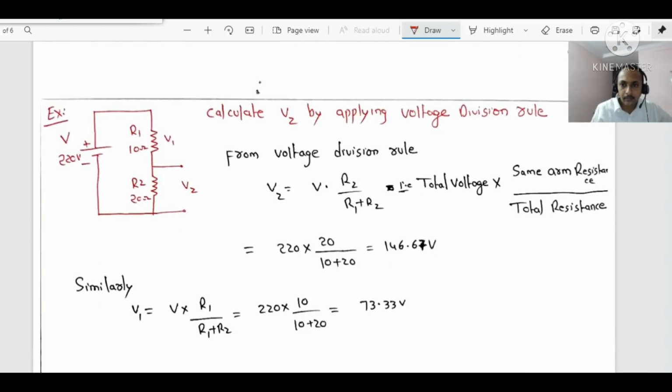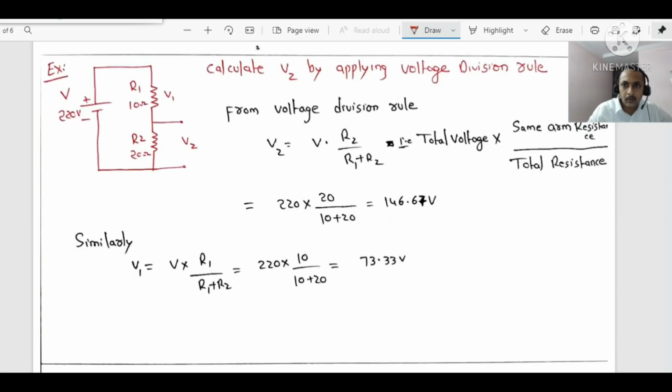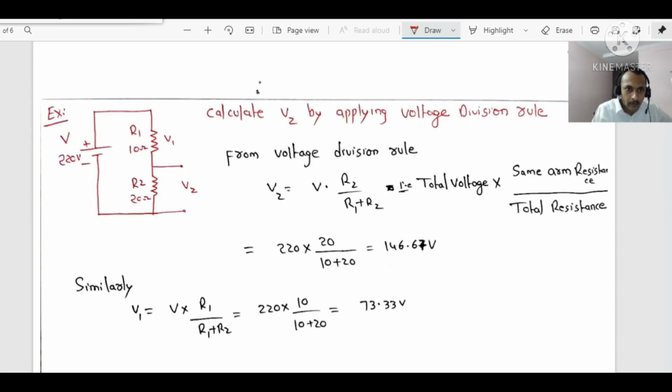Now from that basic formula, let me calculate the voltage. You are given a circuit like this. 220 volts is applied to two resistors R1 and R2. R1 is 10 ohms, R2 is 20 ohms. Now what will be the value of voltage V2? From the voltage division rule, we have seen total voltage into same arm resistance divided by total resistance. So total voltage is V into, we want to find voltage across R2, so you take R2 divided by R1 plus R2. Very simple, dear students.